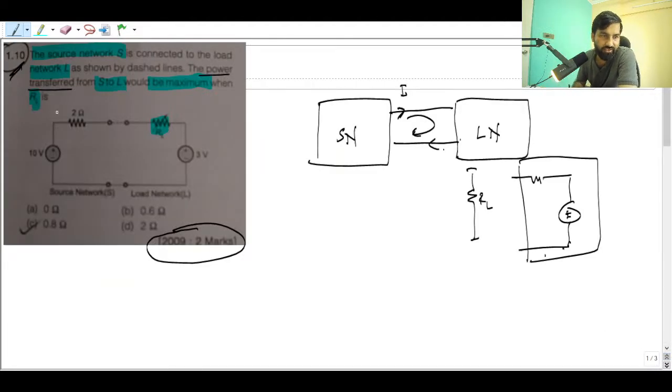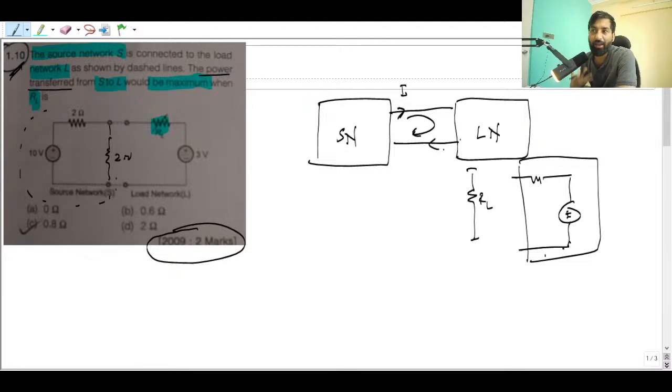So you see here, this is a source network. So what you can imagine here is that one resistance is there, right? That is nothing but equal to the source resistance, which is 2 ohm. Okay, you can imagine like this.